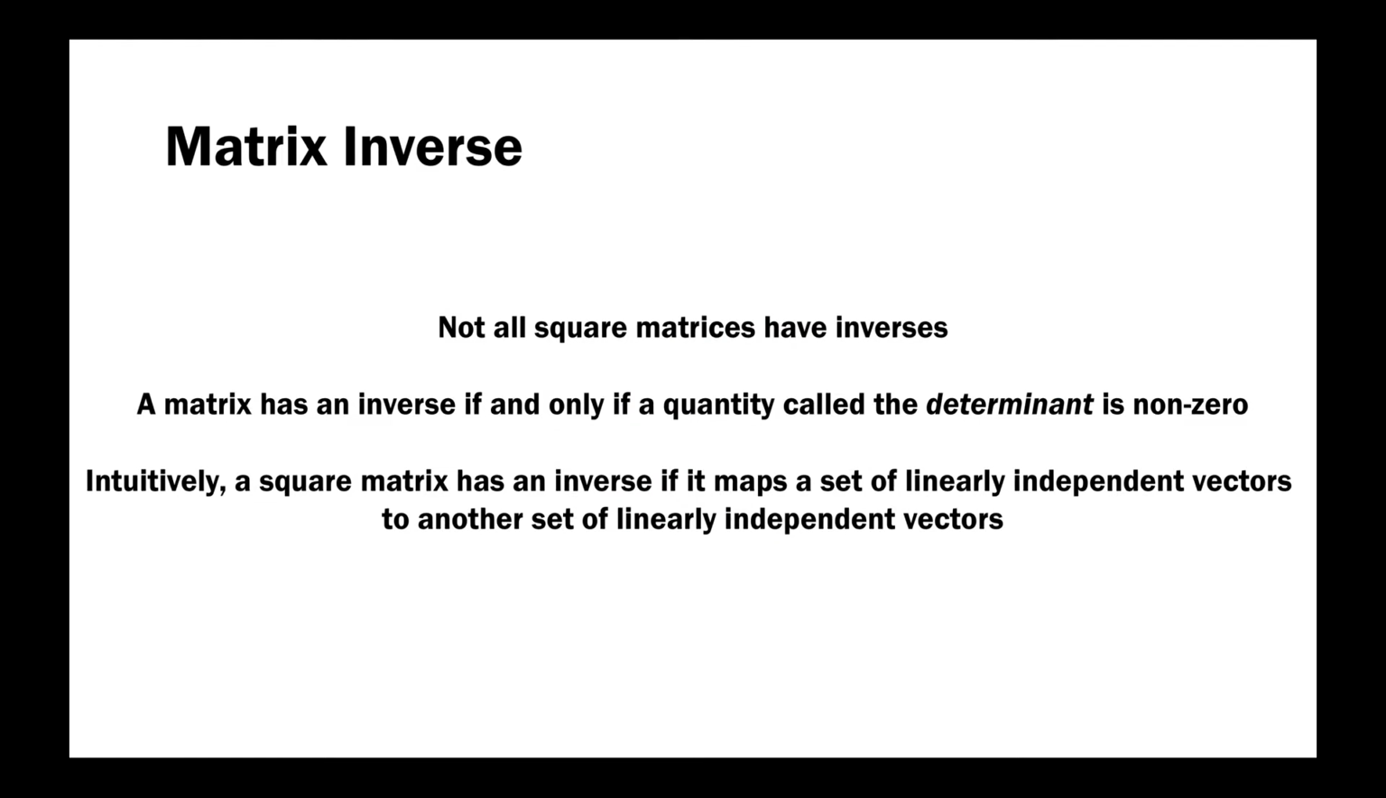I mentioned not all square matrices have inverses. A matrix has an inverse if and only if a quantity called the determinant is non-zero. The determinant is a complicated quantity to compute. You pretty much never have to compute it, but you should be aware that that's kind of what dictates whether a matrix has an inverse or not.